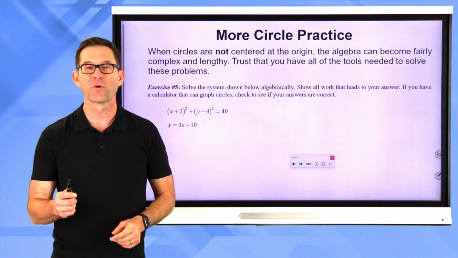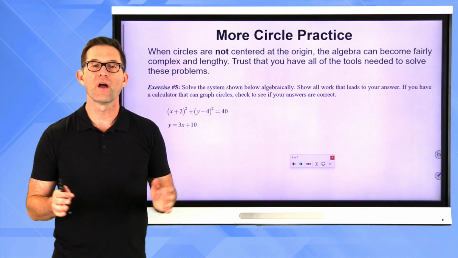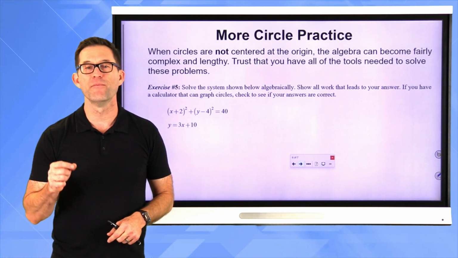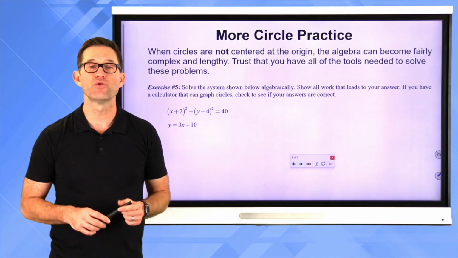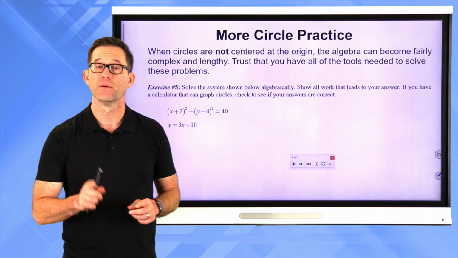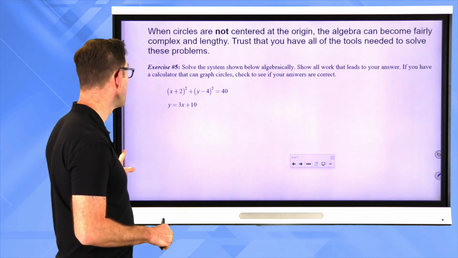All right, more circle practice. When circles are not centered at the origin, the algebra can become fairly complex and lengthy. Trust that you have all the tools needed to solve these problems. So let's take a look at one of these in exercise number 5.